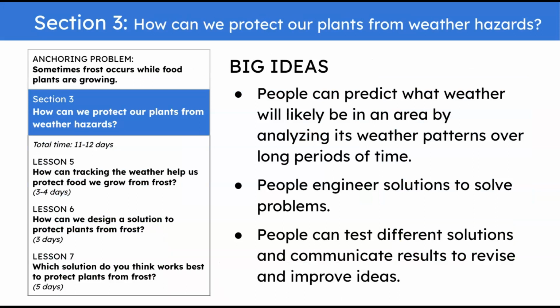Through the storyline of Section 3, students gain an understanding of these standards-based big ideas. People can predict what weather will likely be in an area by analyzing its weather patterns over long periods of time. People engineer solutions to solve problems. People can test different solutions and communicate results to revise and improve ideas. Section 3 should take about 11 to 12 days to complete.